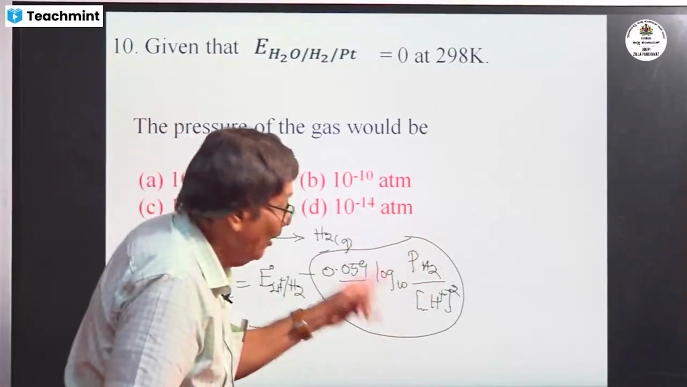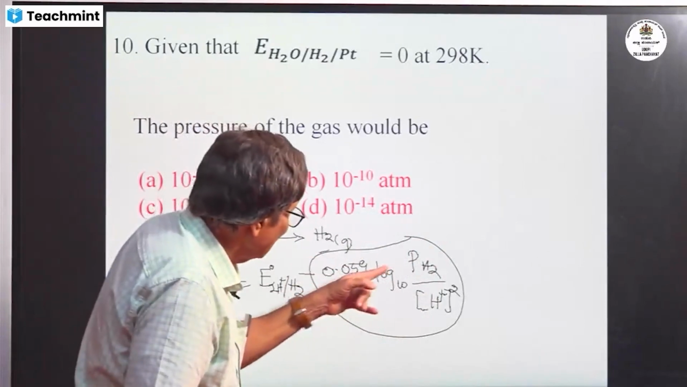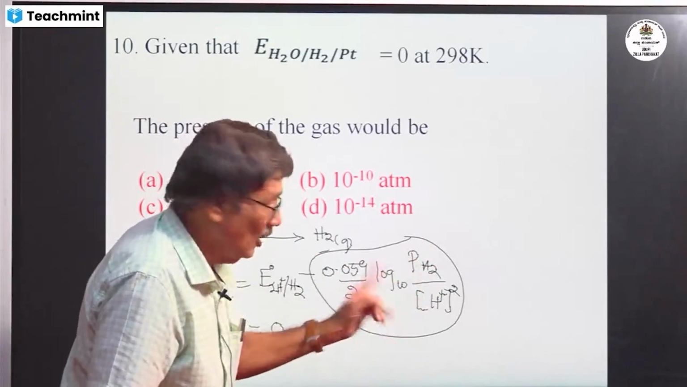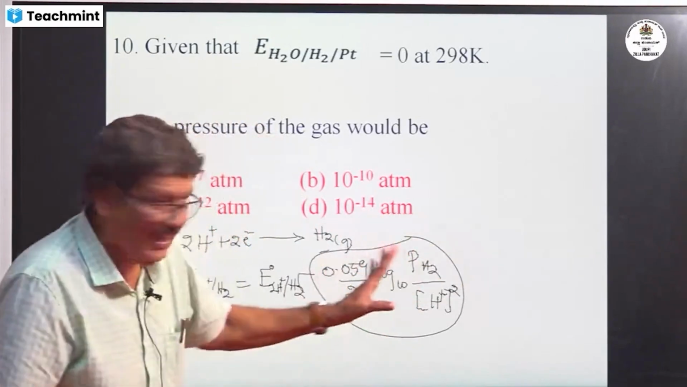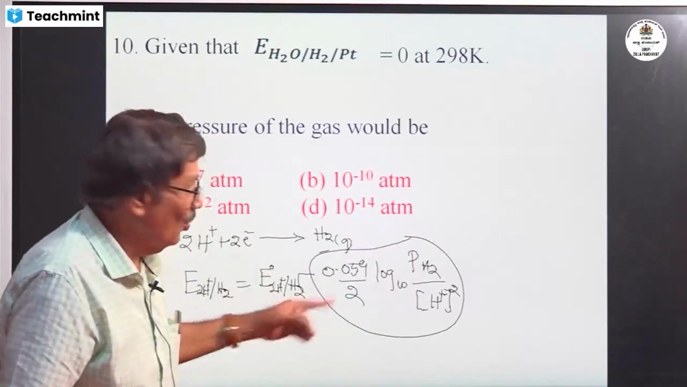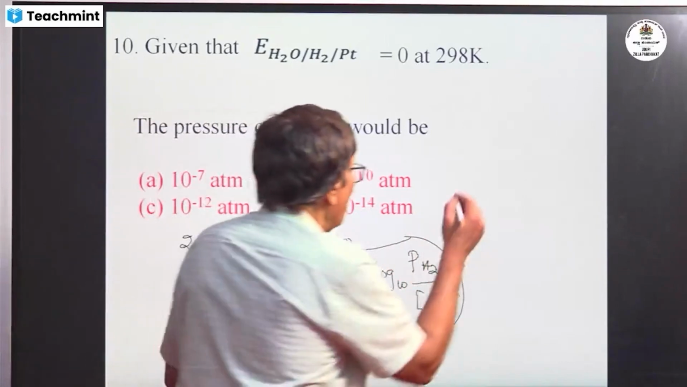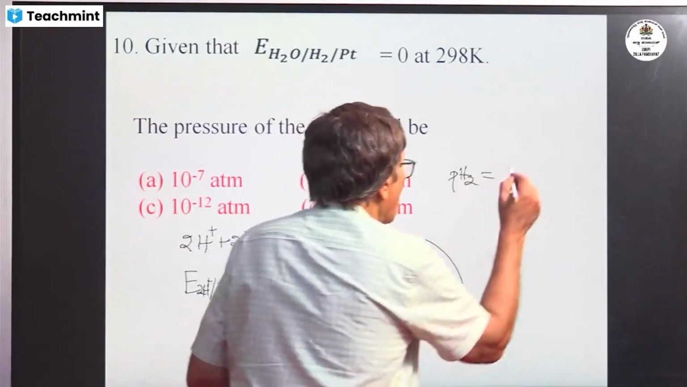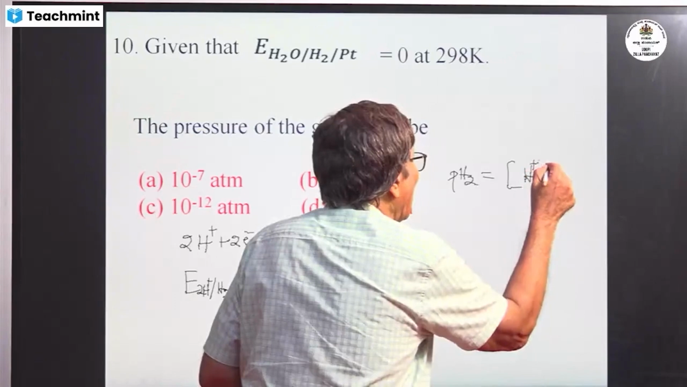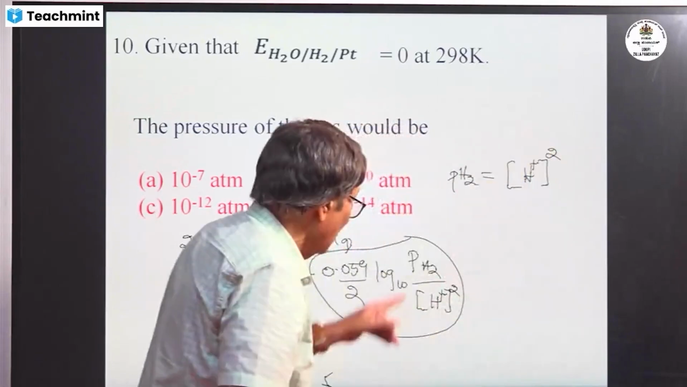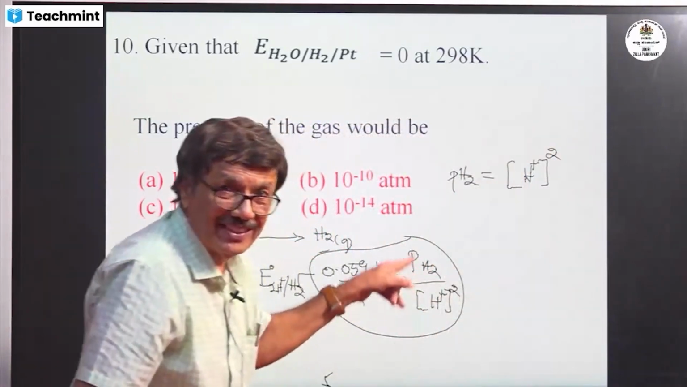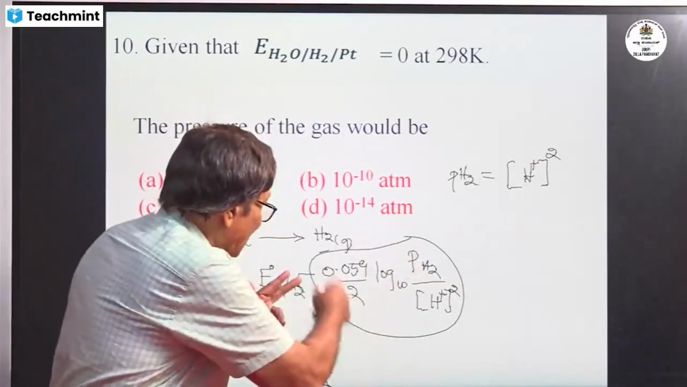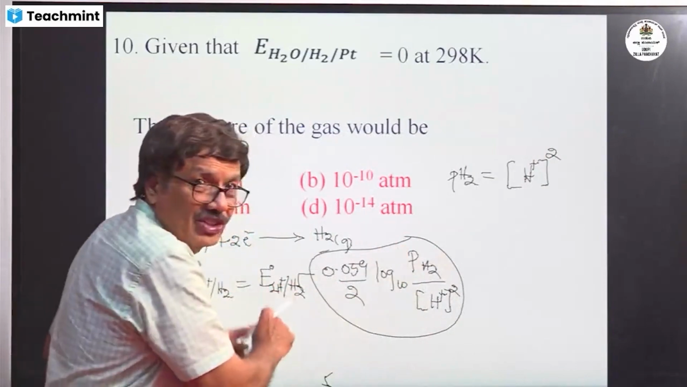Now how can it be 0? This ratio should be 1. If this ratio is 1, log 1 is 0, and obviously the entire term disappears. So what is that ratio? The partial pressure of hydrogen should be equal to hydrogen ion square. If this is true, then the ratio becomes 1, log 1 will be 0, so the entire term will be 0. Then this will be 0 because anyway this is 0.